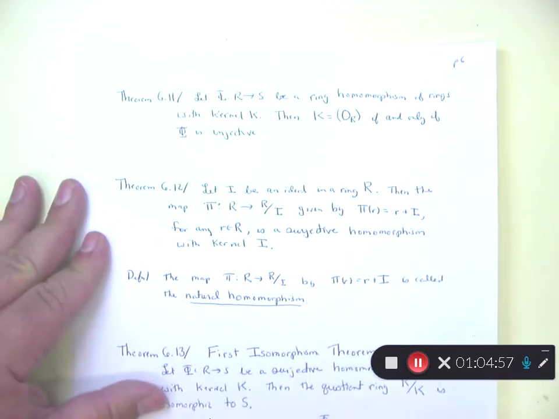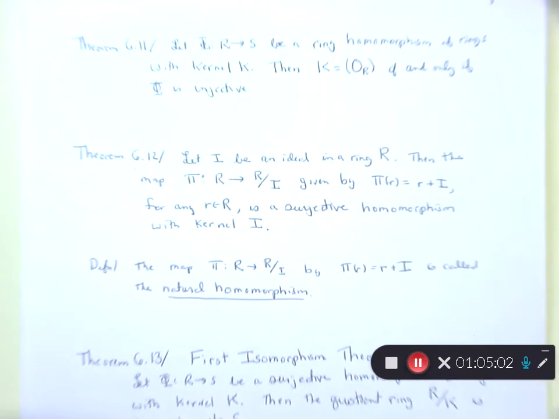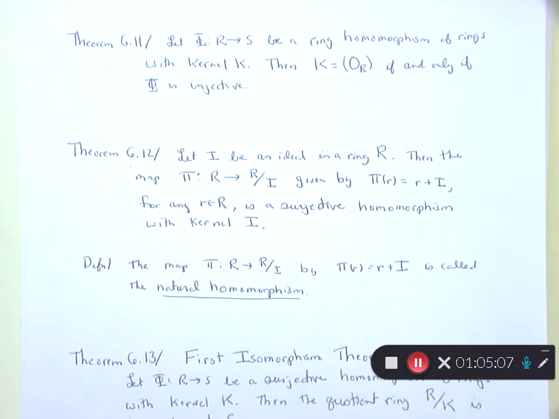Let's continue on. There are some more major theorems from section 6.2. 6.2 is kind of a big section here, and 6.3 is a little bit shorter. It's more of ideal structure stuff. But here we go, continuing on in section 6.2.